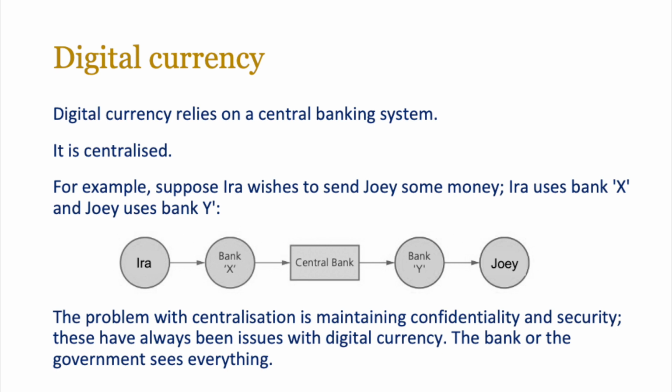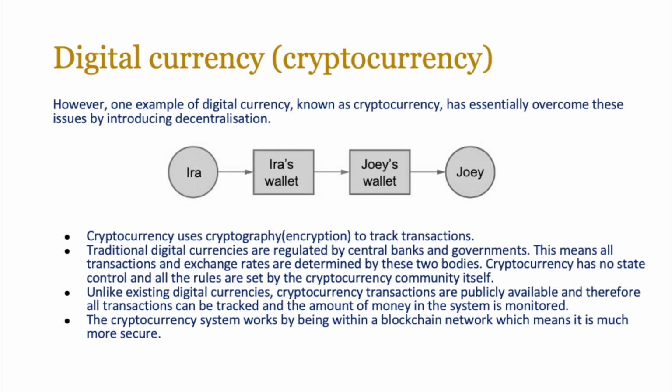Other key points you need to remember for digital currency: it relies on a central banking system, it is centralized, and it exists electronically rather than physically. Now, one type of digital currency is known as cryptocurrency, which has essentially overcome these issues about confidentiality and security. A cryptocurrency, in essence, is decentralized. That means it's not controlled by a central government or a bank. There is no central authority.